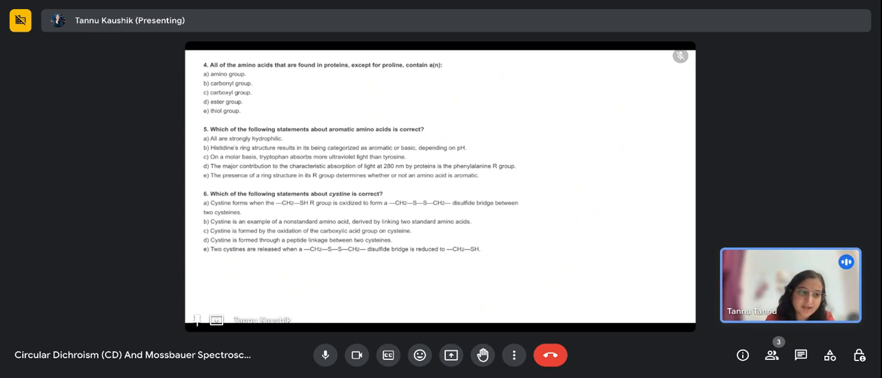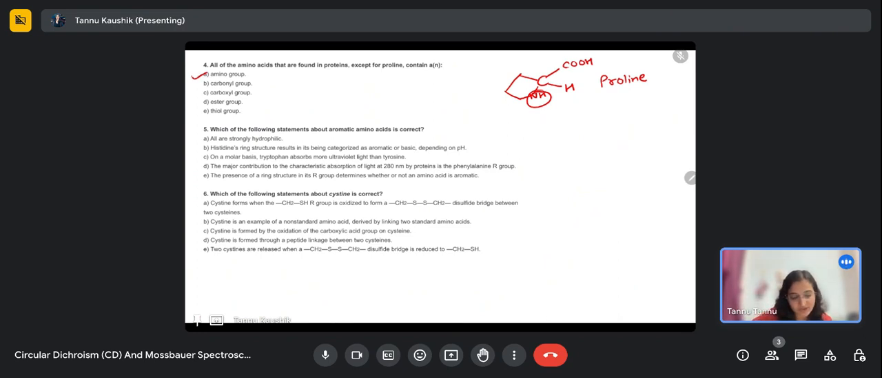That is carboxylic acid and amine group. But as we discussed right now, in the proline we have this moiety, and this is not a primary amine. This is a secondary amine. Okay. So here in the proline we don't have an amino group. So the right answer is A.